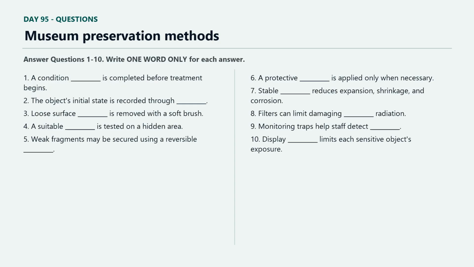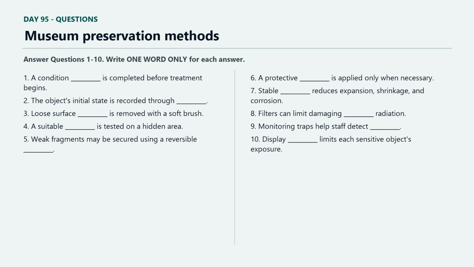Today we will examine how museums preserve physical objects for research, education, and public display. Preservation involves more than repairing visible damage after it has occurred. It combines careful treatment with preventive measures that slow future deterioration. The correct method depends on the object's materials, construction, history, and intended use.